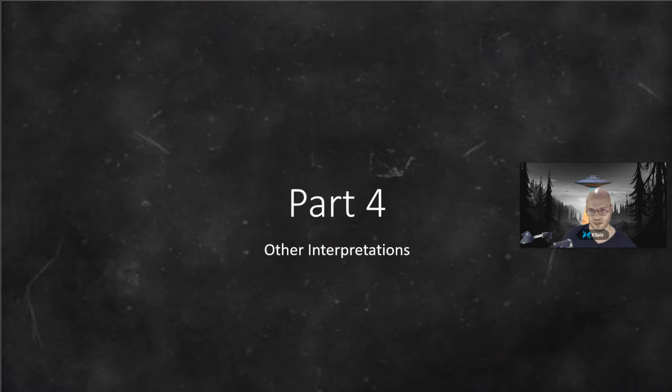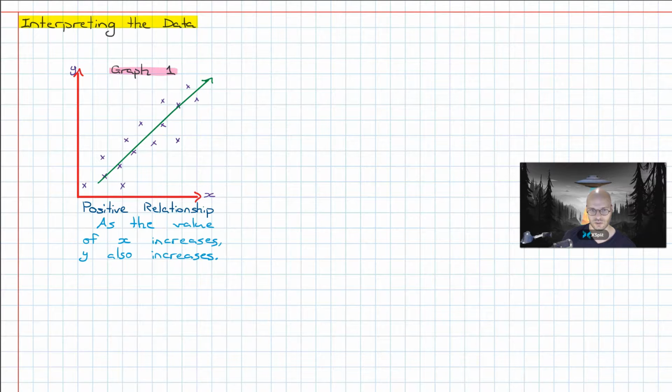Part 4, other interpretations. Now, on top of being able to understand the particular graph that we were looking at, there's also other graphs. So the trend that we saw in our example was something called a positive relationship. What this means is that as the value of X increases, the value of Y also increases. So as the value on this horizontal goes across, the value of Y starts to go upwards. So this is low and it's trending up.